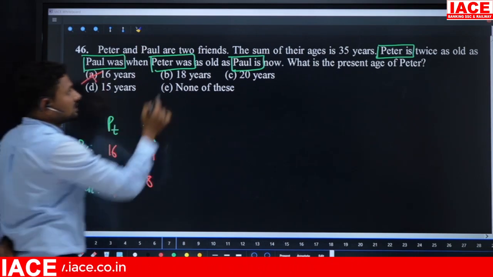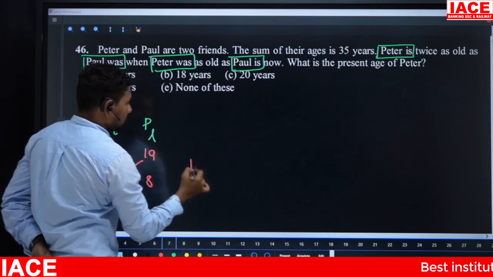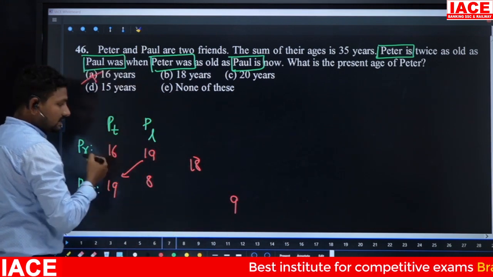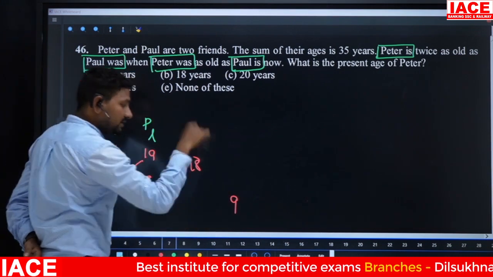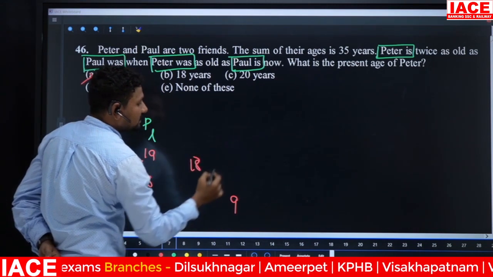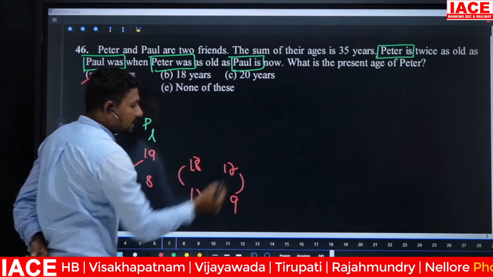As it is, we have to check the B also. The B option, what is it? Then 18 years. It is 18 years means it is 9 years. Comparing, Peter's present age is double of Paul's previous age, then 18 and 9, and 18 to 35, how much gap is there? It is 17 and it is 17. Then here the difference is gap wise not the same.